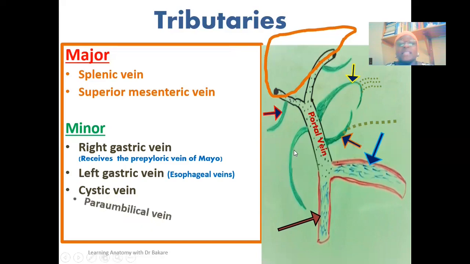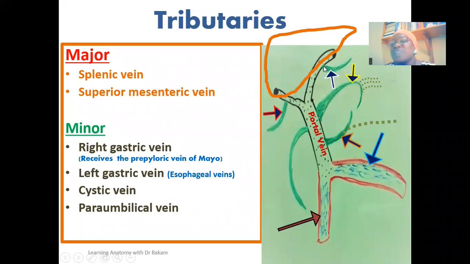Then the next vein is the paraumbilical vein. This is the paraumbilical vein here, arrowed in blue. The paraumbilical vein also drains into the portal vein. Hence, it is one of the tributaries of the portal vein. And it also drains into a specific area, which is the left branch of the portal vein. Remember, we said that on the right branch of the portal vein, we have the cystic vein. On the left branch of the portal vein, we have the paraumbilical vein.